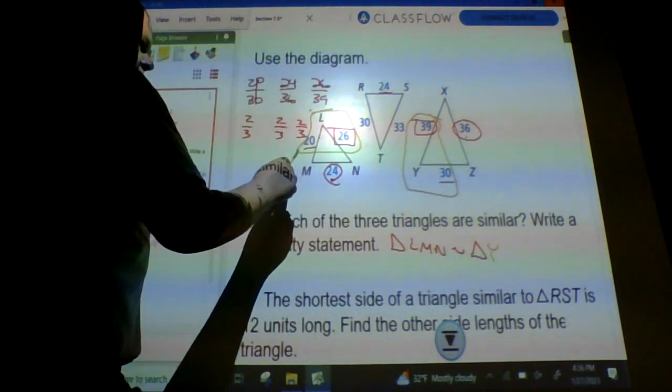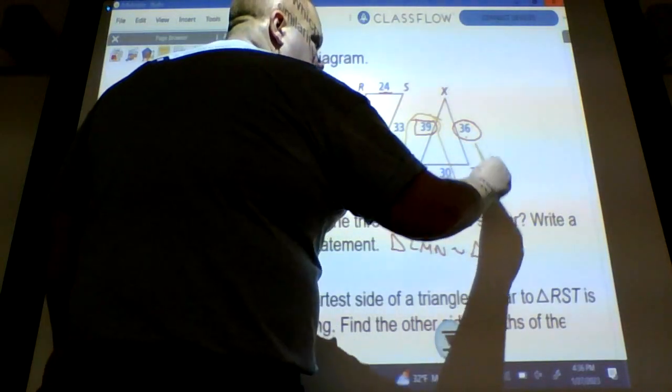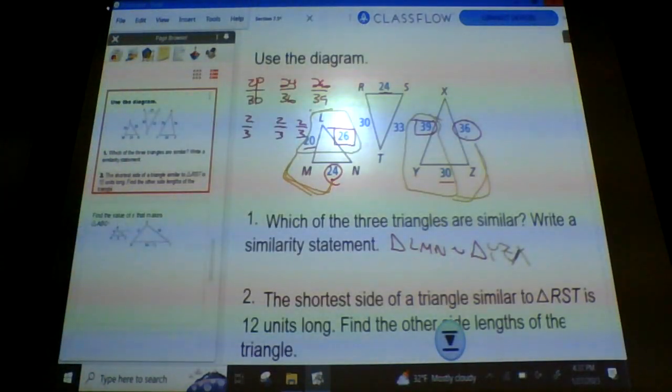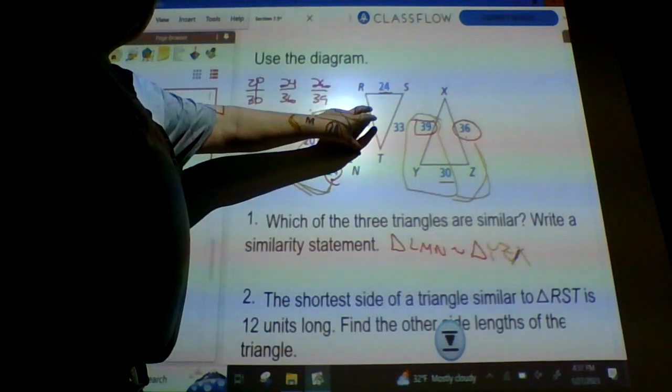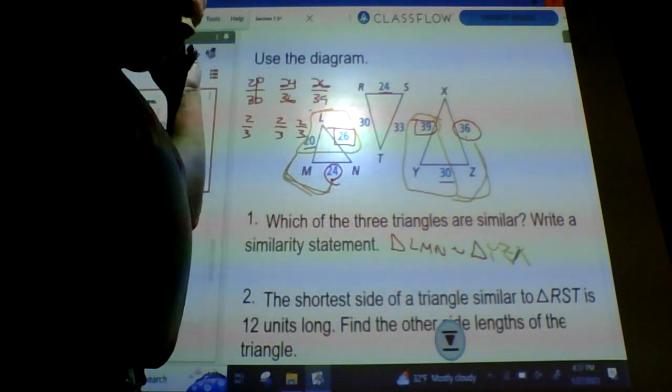M is between the 20 and the 24, so it's between the smallest and the biggest. That's going to match with Z. And then we've got X to finish up. So triangle LMN is similar to triangle YZX. I'm not even going to mess with RST because I know that that's not going to be similar. Okay, because if I've got one set, I'm good to go.